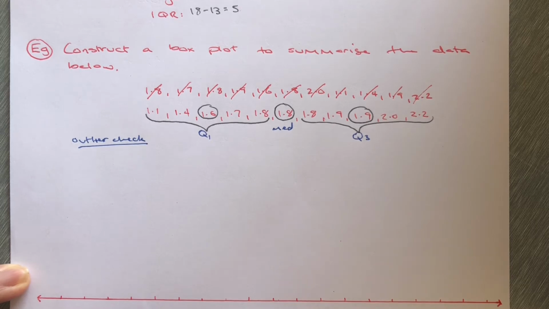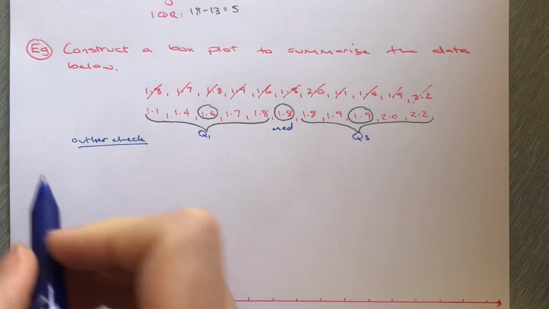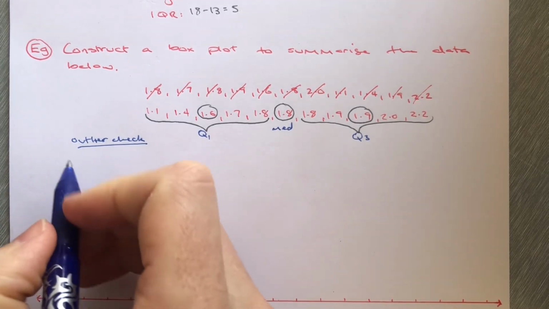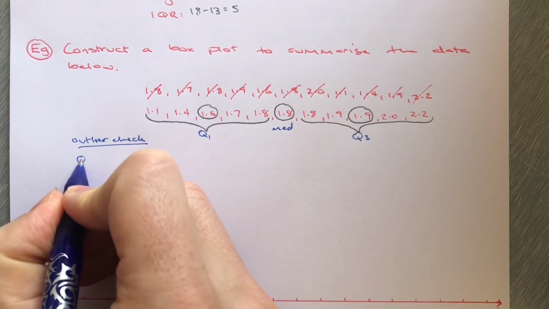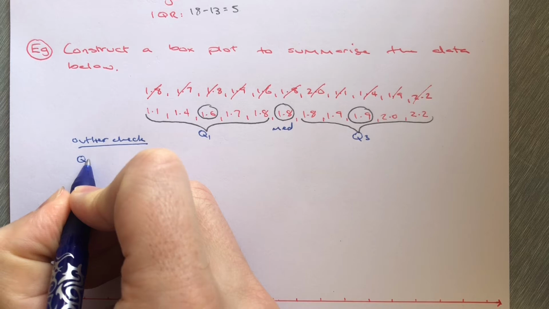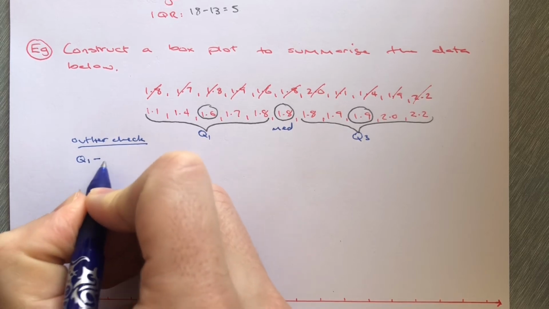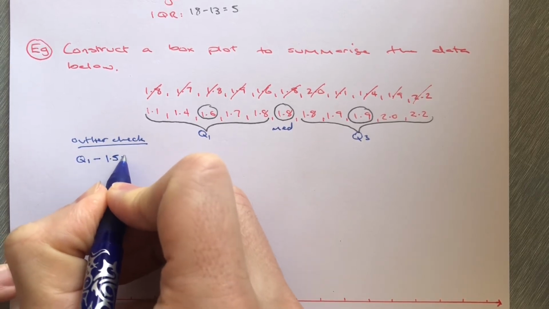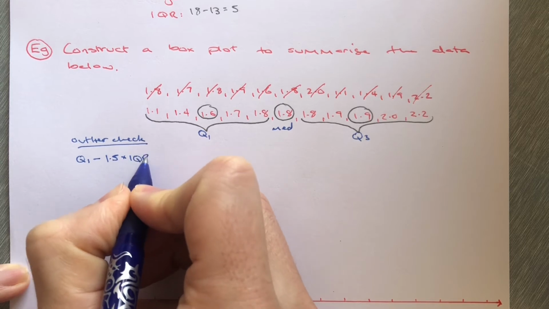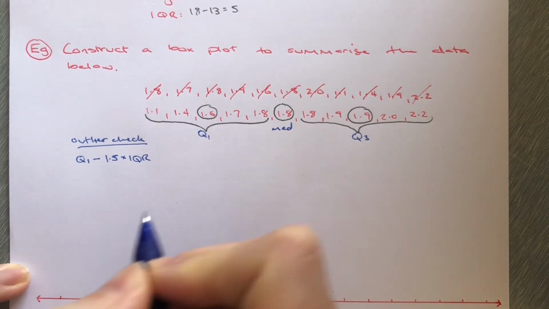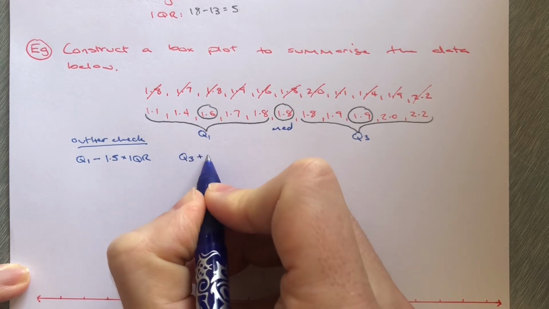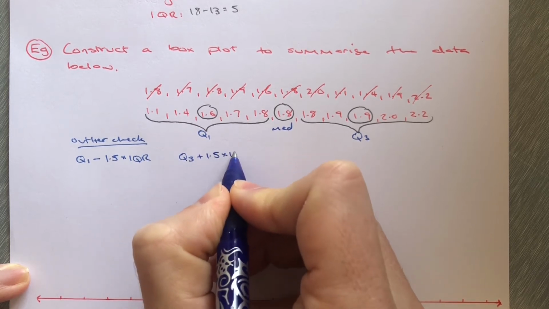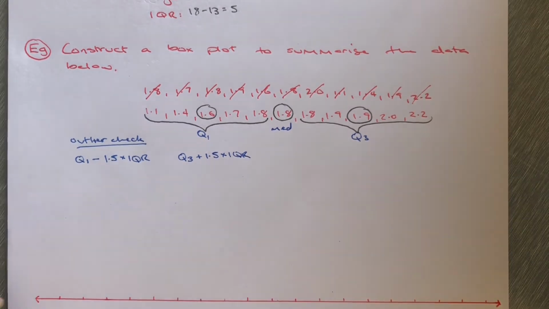All right, now this is something that you need to remember. To find the outliers on the lower half, it's going to be Q1 minus 1.5 times the IQR. So that's to find the lower ones. And to find the upper ones, it's going to be Q3 plus 1.5 times the IQR.